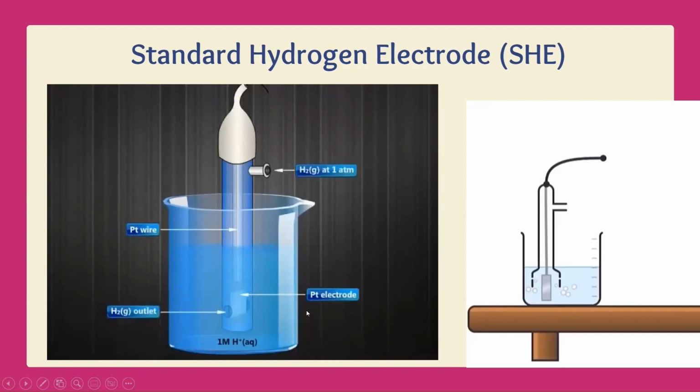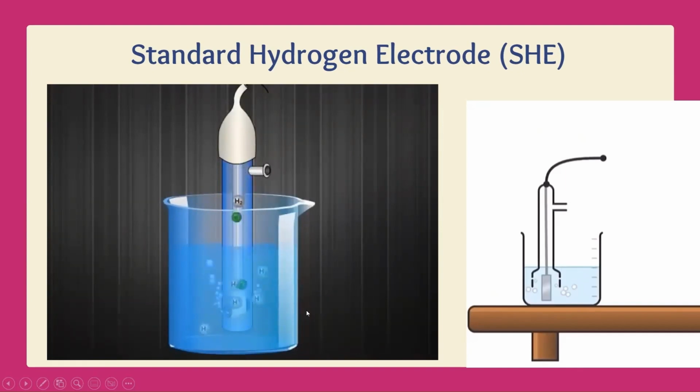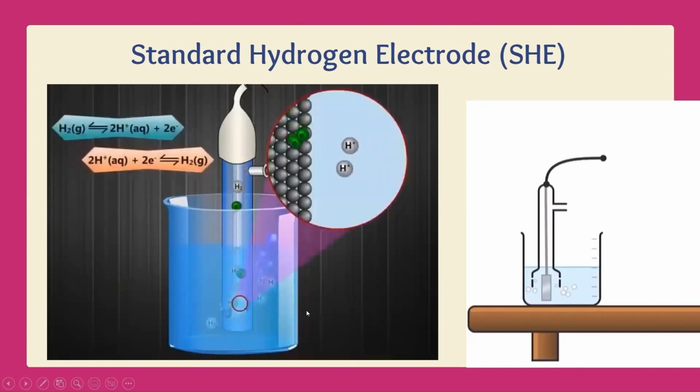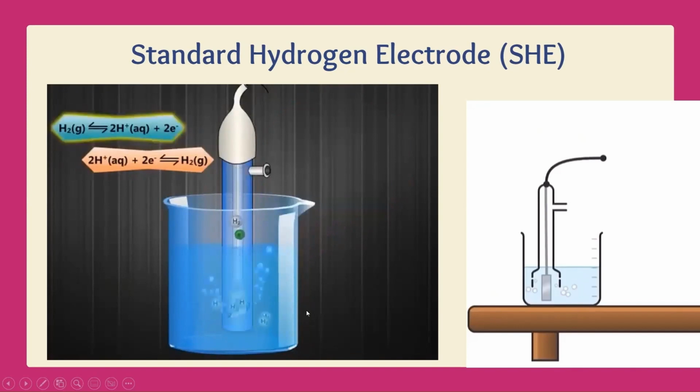Let's take a look and see what happens at the standard hydrogen electrode. In the hydrogen electrode, hydrogen gas is bubbled around the platinum electrode. In the molecular view, the platinum surface catalyzes the oxidation of hydrogen molecules to protons or the reduction of protons to hydrogen gas. At the electrode, the hydrogen gas can be either oxidized to form hydrogen ions or the hydrogen ions can be reduced to form hydrogen gas. Hence, two reactions are possible on the electrode. Oxidation: H2 gives 2H plus and 2 electrons. Reduction: 2H plus and 2 electrons gives H2.